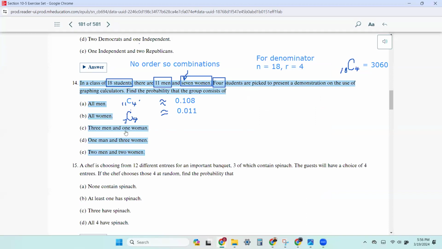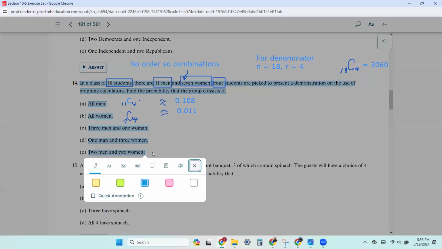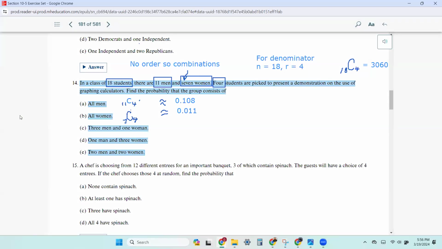All right, so 3 men and 1 woman. Now, when we have an "and" here, and all 3 of these do, this simply means multiply. So all of our numerators are going to have a multiplication in it because we're going to have 2 different things we got to pick, 2 different scenarios, 3 men and 1 woman. And so we're going to pick, just like we did for the top ones, out of the 11 for the men and the 7 for the women.